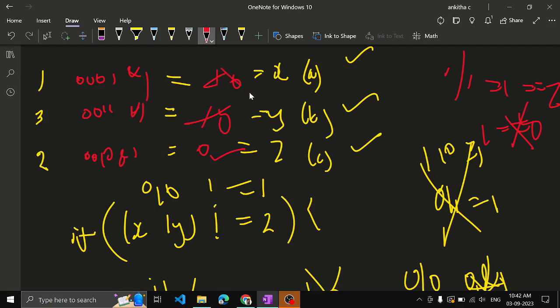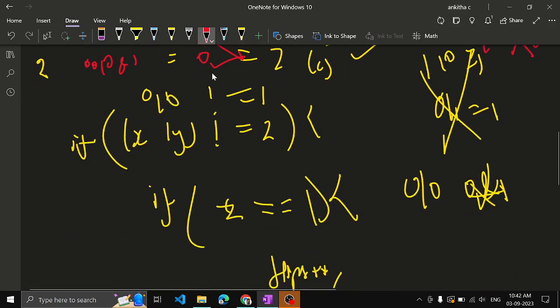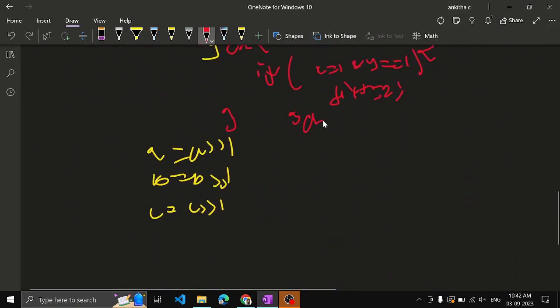What if only one of them is 1? So let's say we have 0, 1. 0 OR 1 will give you 1, which is not equal to 0. So in this case, only one of them is 1, so that comes to the else part over here.